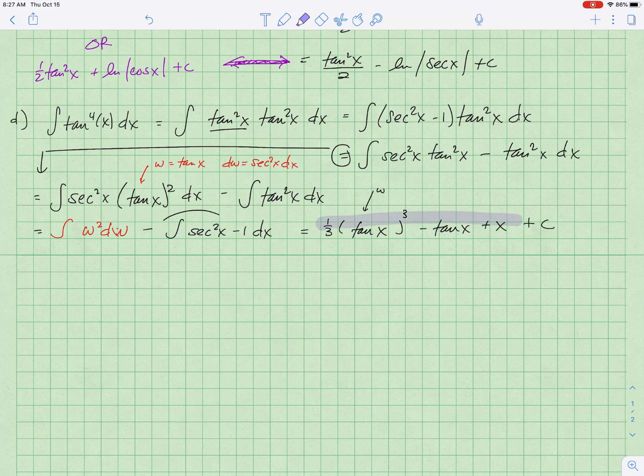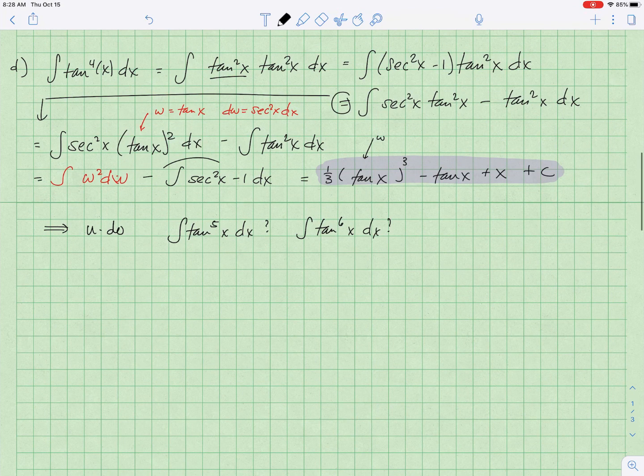And that is the antiderivative for tangent to the 4th. So there are a couple of things that you should do on your own now. See if you can go a couple more tangents up in power. Can you do tangent to the 5th? Is it similar to one of the above techniques? Does it use some similar stuff? I bet you could do it. And maybe even tangent to the 6th.